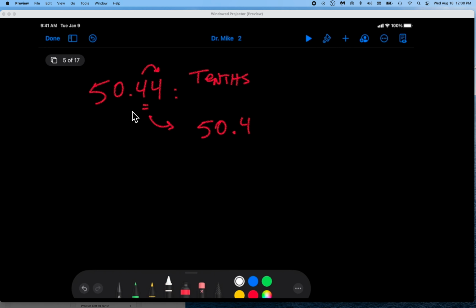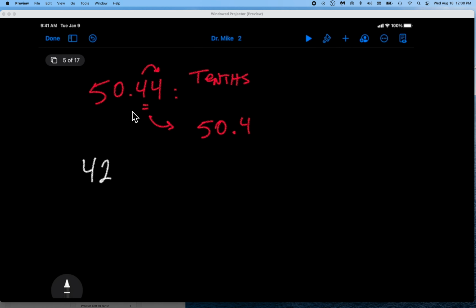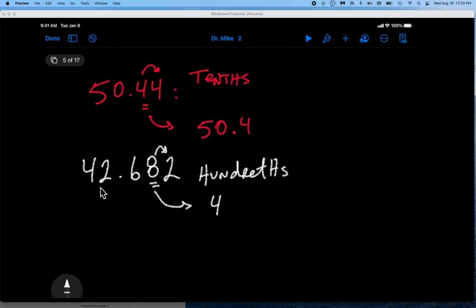What would this number be to the nearest hundredths? How do we do that? We go to the hundredths place. We look next door. If this number is 5 or larger, we raise this number. If it's less than 5, we keep it as is. It stays as is.